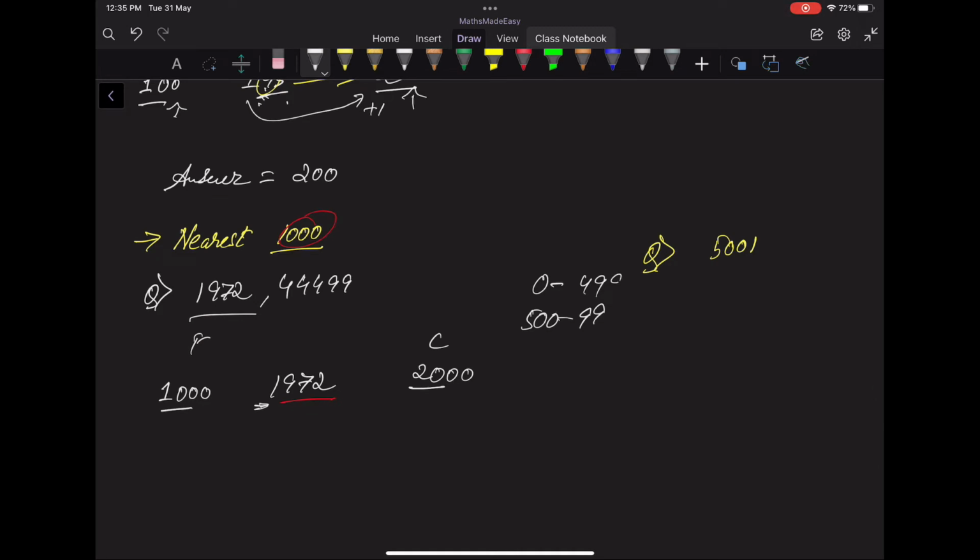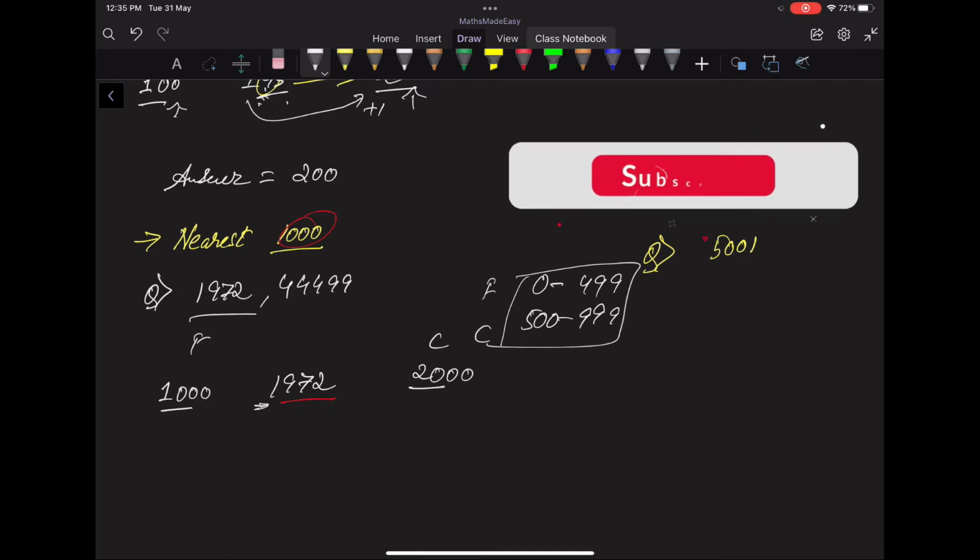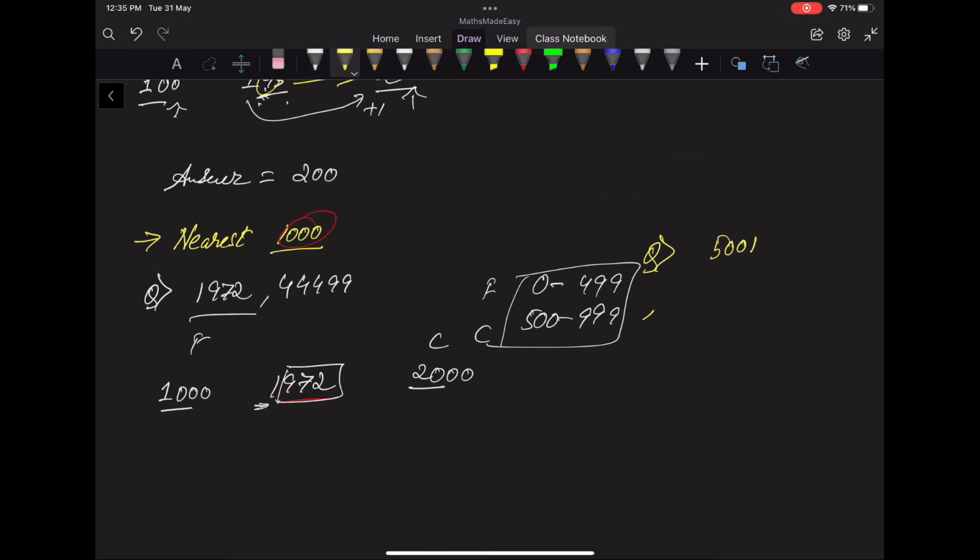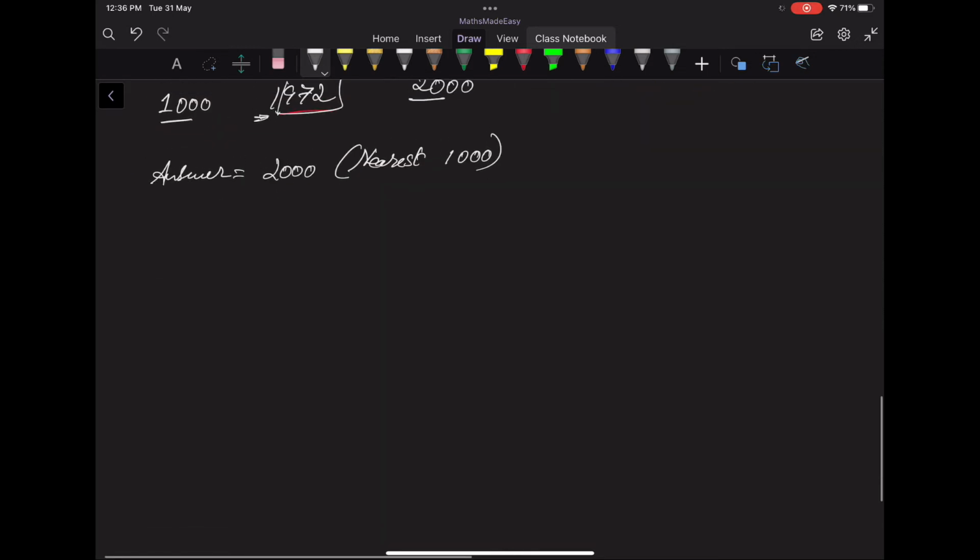So what we do, we add a 0 after 50 and add 9s after 49 and 99. So we have the new groups, floor and seal. Okay, check the number. It is 972, which falls into this category. So pretty obvious now at this point. It's going to be sealed up to 2000, nearest 1000.